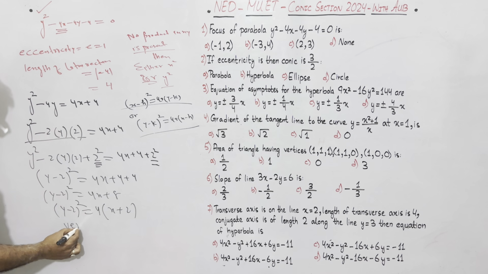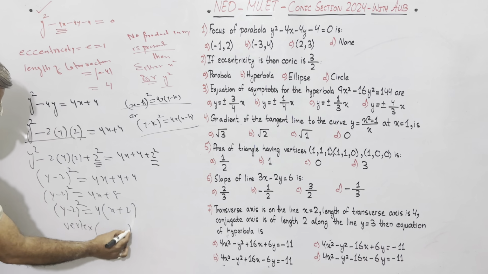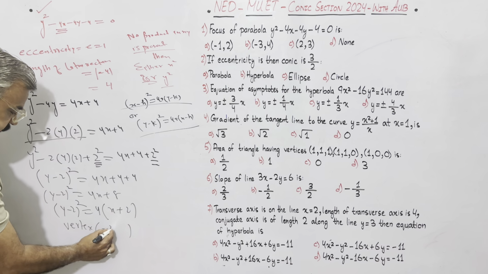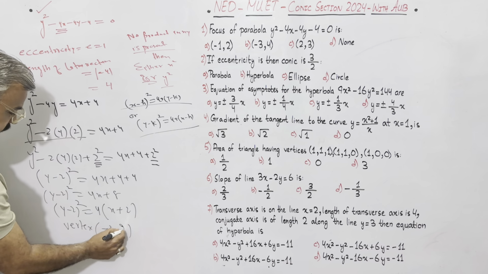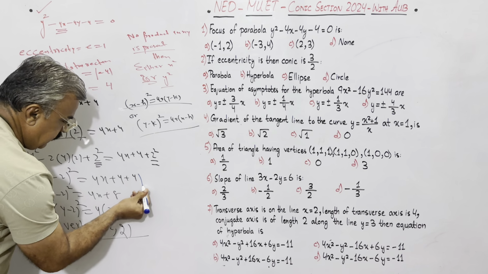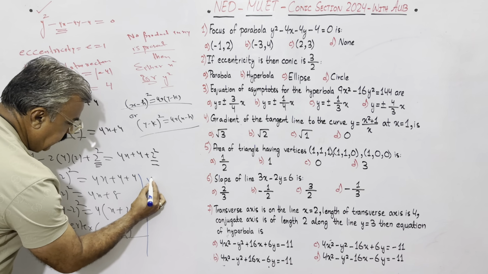Now the vertex, solving for x, it will become minus 2, and here y is 2. That's our vertex. We are asked to find the focus. Then to find the focus, we have the vertex.